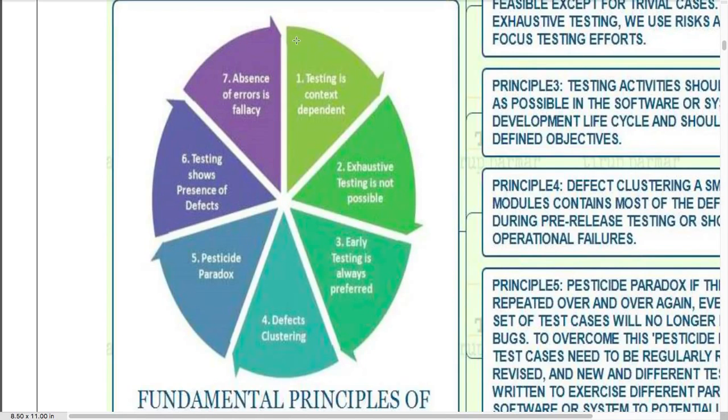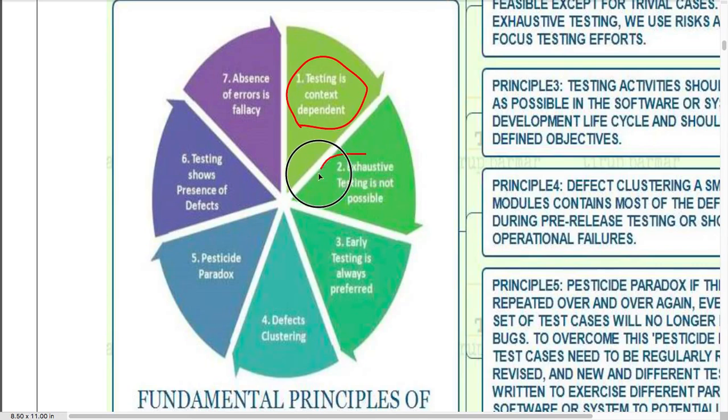I have already provided this diagram, and if you present the 7 principles in this way, it would be very efficient for the examiner to check, for the evaluator to evaluate your paper, and that will help you fetch more marks. As you can see, the first principle is testing is context dependent. Context means every software comes with some context, some purpose, so we have to stick to those contexts only. How our customer is going to use that software, in that context only we need to test that software.